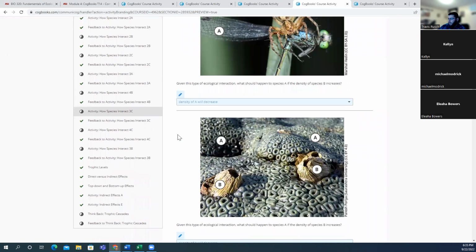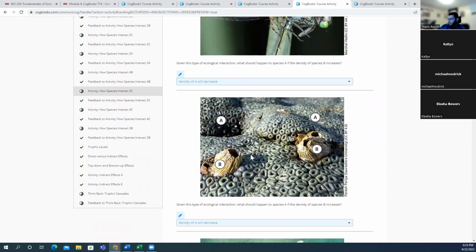3C second image. All right, so these are bivalves, a type of mollusk, and these are a type of coral. So this is an aquatic setting, and I think that's fair. I had to look up and kind of figure out what these are too at one point.